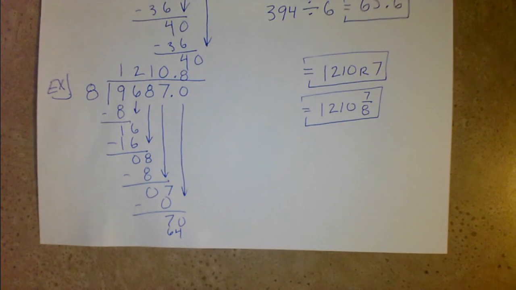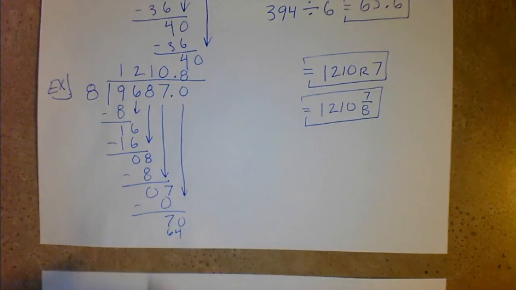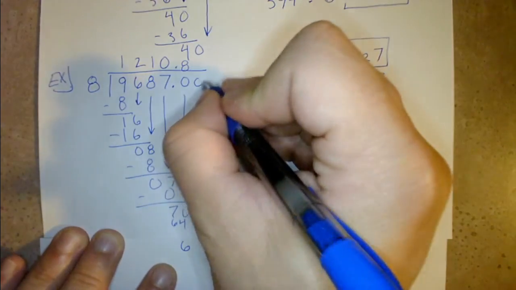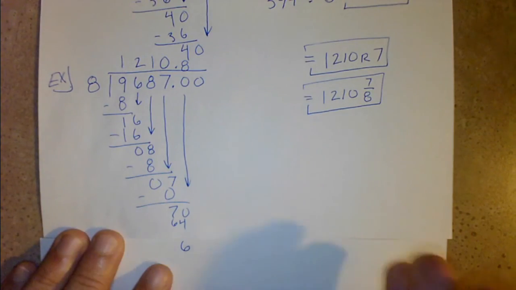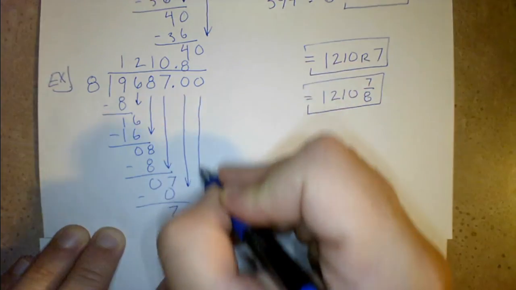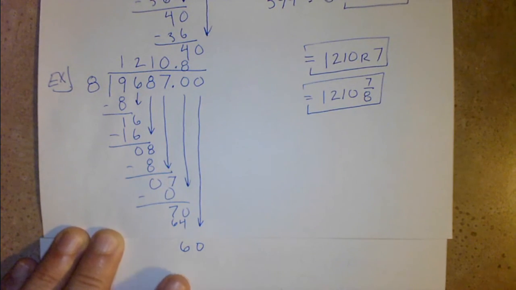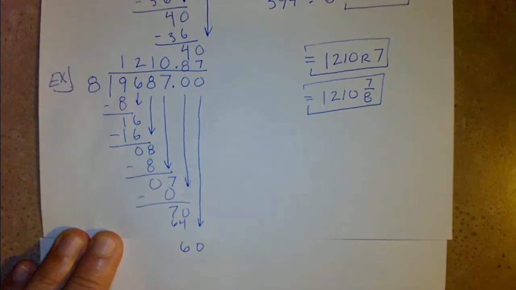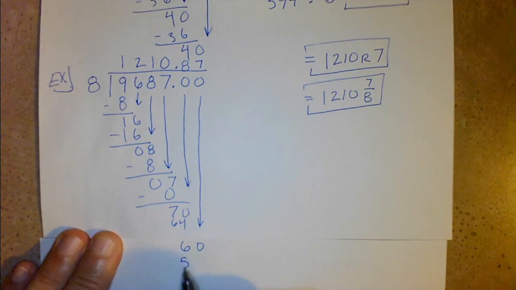And look at me running out of room all over the place. That's going to be 64. 70 minus 64 is 6. Now there's another 0 here that I can keep borrowing from until I figure out the pattern or until I start getting remainders of 0. So I'm going to drop down that 0. How many times does 8 go into 60? Well, 8 times 8 is 64. That's 4 too big, so it's going to be a 7 right there. 8 times 7 is 56. Subtract these, and I get 4.